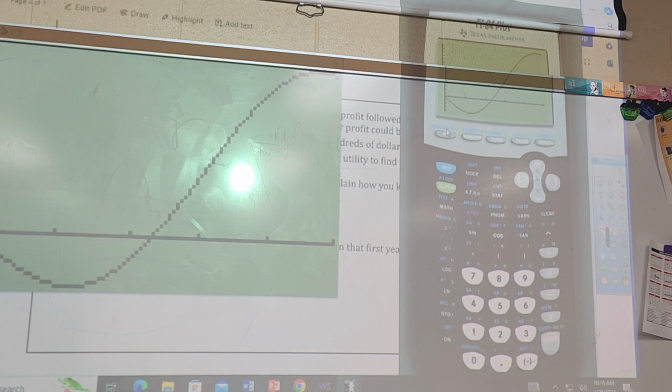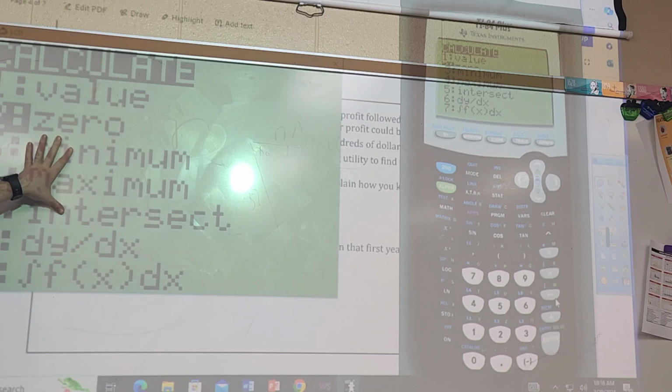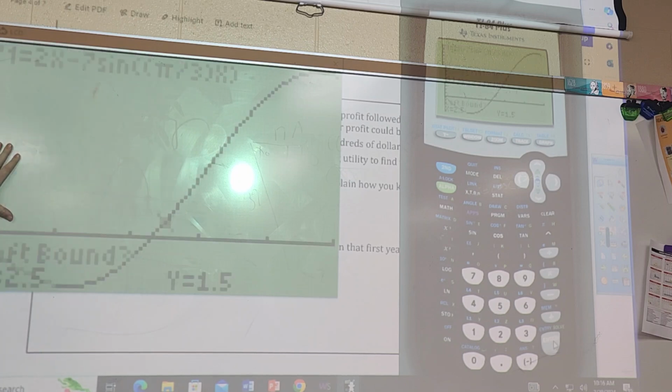Will it answer my question that I have for number A? It's asking when will the profits become positive? So when I look at this graph, are my profits positive or negative right here? Negative. When do they become positive? How do I get that exact value? Second, calculate. Now I'm going to do zero, right? Zero will tell me when the function's at 0. Now, could I have done intersect and set y equals 0 as a line? Yeah. But I'm going to do zero.